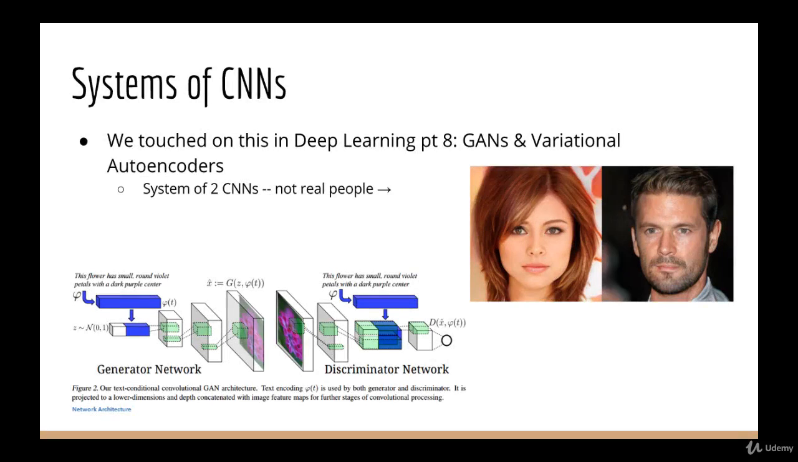One thing we didn't get into in the previous CNN course was what are some practical systems that involve CNNs. We touched on this in Deep Learning Part 8, GANs and variational autoencoders. We saw that CNNs can be used not only to classify images, but to generate them too. We created a small system of CNNs involving a discriminator and a generator that work together synergistically to produce very real-looking people that are not actually people. But that was all about unsupervised learning. In this course, we're going back to supervised learning, but looking at much bigger and much more complex systems that involve CNNs.